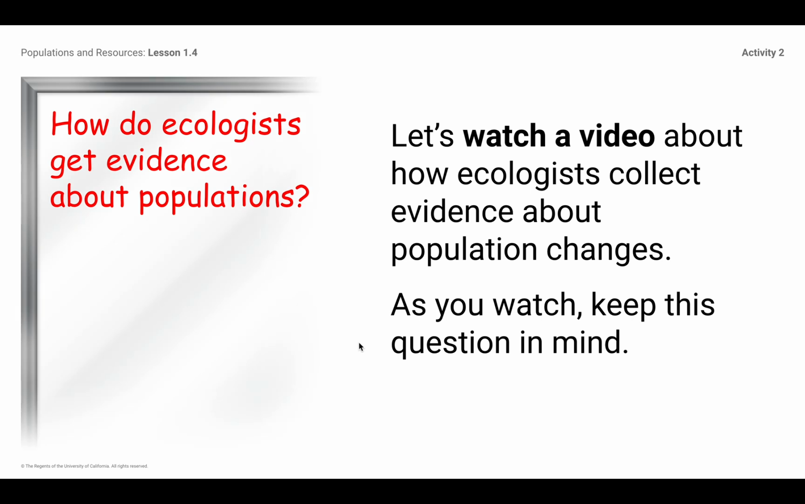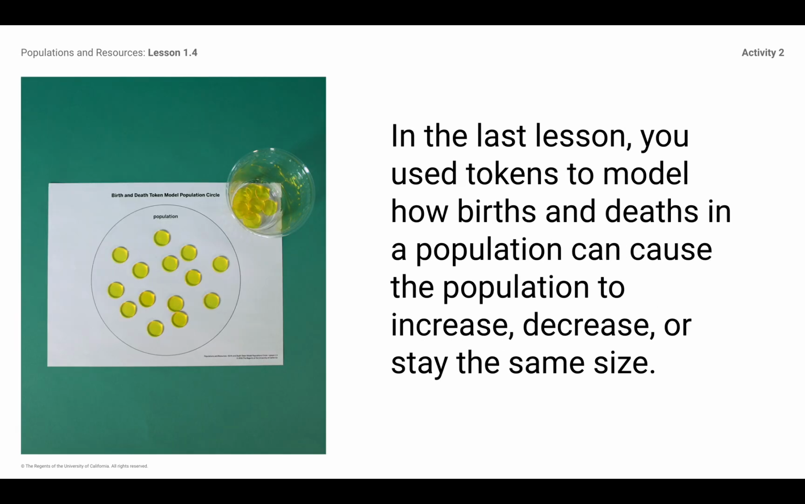Let's watch a video about how ecologists collect evidence about population changes. So here's the deal. I hope you understand a really simple truth: if we have more of an organism going into a population, we're going to have an increase. If we have more leaving the population through death, then we're going to have a decrease. And if it's the same, it's going to stay stable.